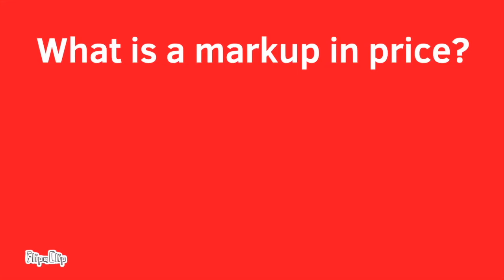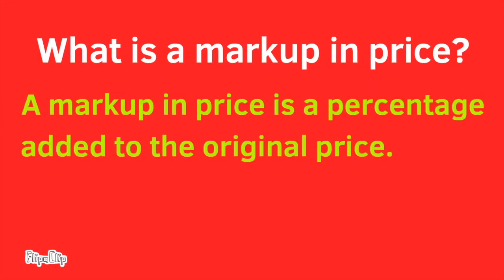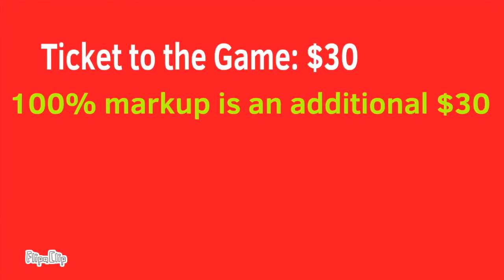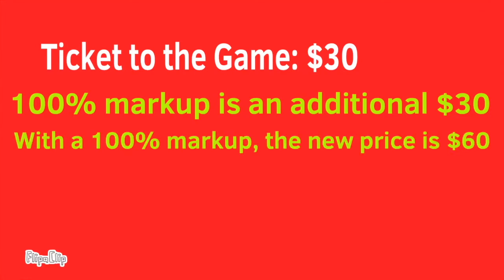What is a markup in price? A markup in price is a percentage added to the original price. If a ticket to the game costs $30, a 100% markup is an additional $30 added to the price. With a 100% markup, the new ticket price would be $60.